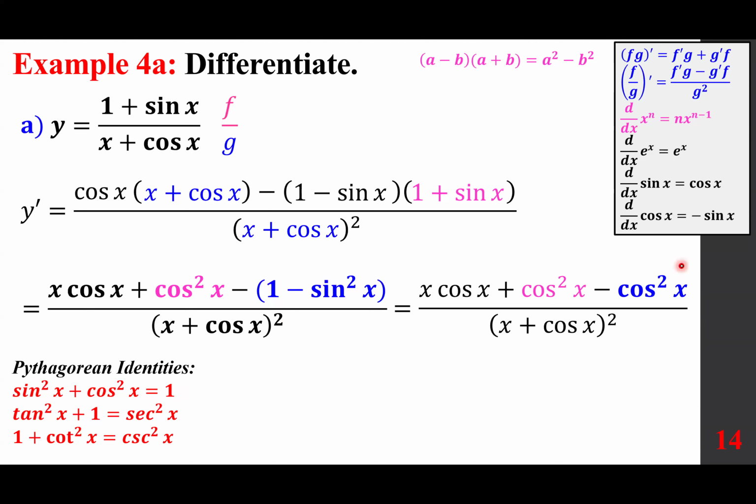These two cancel out. We are left with x cosine x over x plus cosine x quantity squared, and we are done. So that's pretty straightforward, everybody.